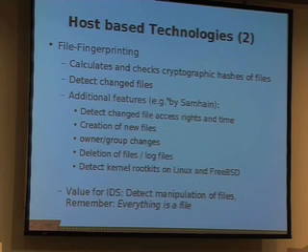For file fingerprinting, there are different implementations. One of them is Samhain, as an example, which offers some additional features. It can detect changes in file access rights, access times, modification times, the creation of new files, changes in user and group configuration, user and group rights, deletion of files, and also detect kernel rootkits on Linux and FreeBSD. The value for IDS is also very clear. You can detect the manipulation of files with them.